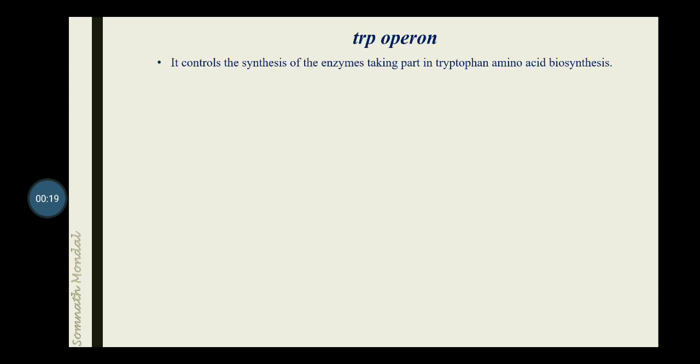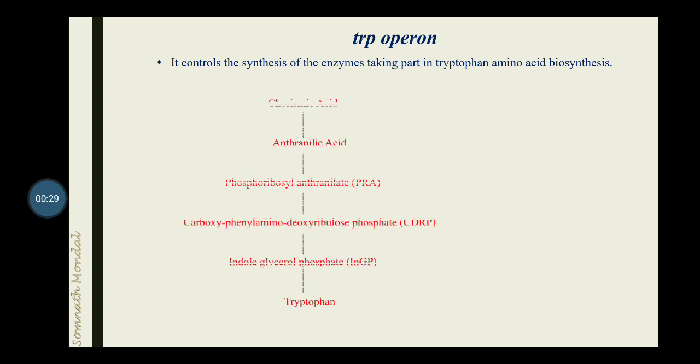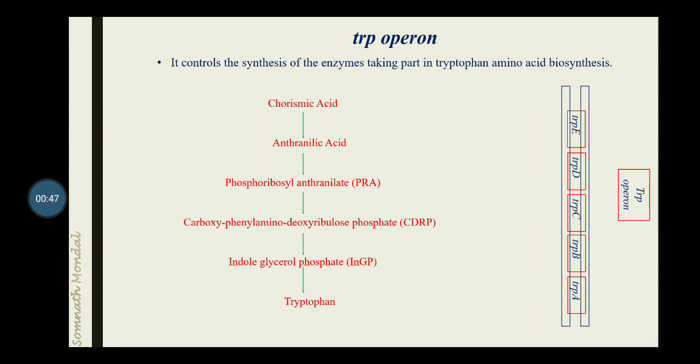So, TRP operon controls the synthesis of enzymes taking part in tryptophan amino acid biosynthesis. Now, this is the overall pathway of tryptophan biosynthesis from chorismic acid. Now, this is a multi-step process, and in each and every step we need certain enzymes. Here comes the role of TRP operon.